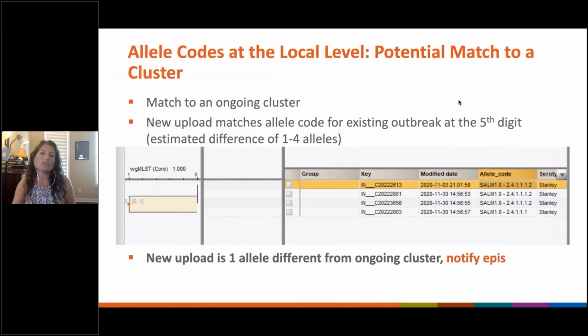These are some screenshots of what people would see at the local level if they're using allele codes to do searches. Here we want to see if it's a match to an ongoing cluster. They pull that isolate into a dendrogram, and you'll notice that 3 of these match to the 6th digit, and 1 is to the 5th. You still want to verify what the allele range is in a dendrogram, and here it's 0 to 1, which is extremely close. So we would notify our local epidemiologist about this match.